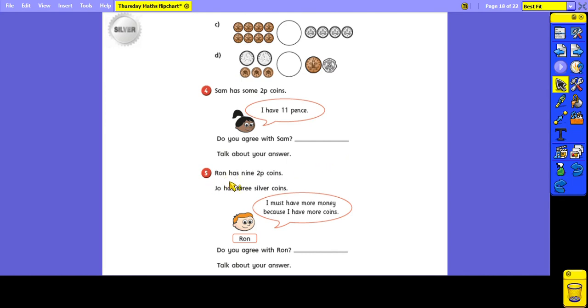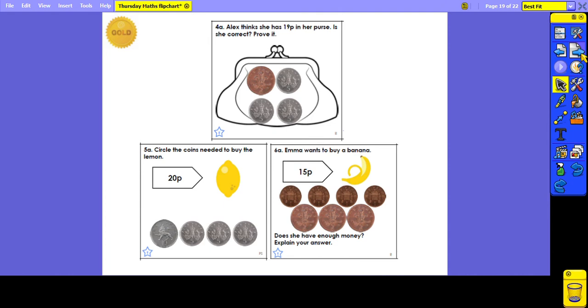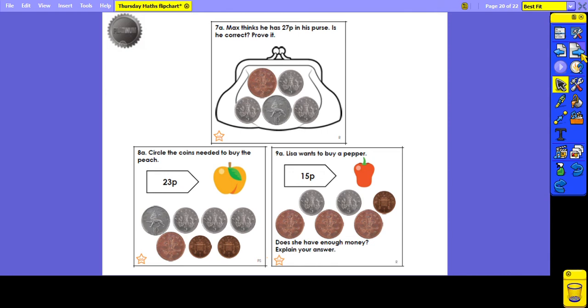And question 5, Ron has 9 2 pence coins, Joe has 3 silver coins. Ron says, I must have more money because I have more coins. Do you agree with Ron? Talk about your answer. And again, you could write your answer down. And then for gold, you've got some reasoning and problem solving questions. And with platinum, you've got some more challenging reasoning and problem solving questions.